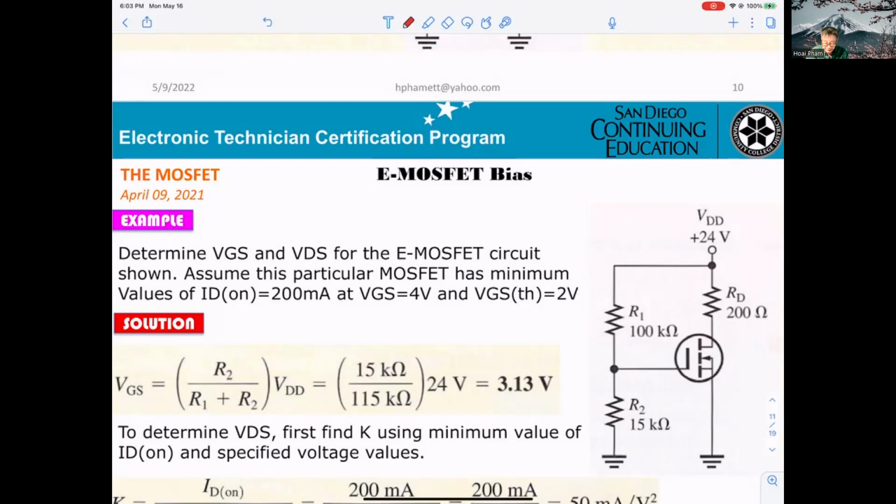So the first thing you need to calculate is the VGS. That means you can see VG right here. That will be VGS. Using the voltage divider, you take VDD times R2, divided by R1 plus R2. That gives you 3.13 volt.